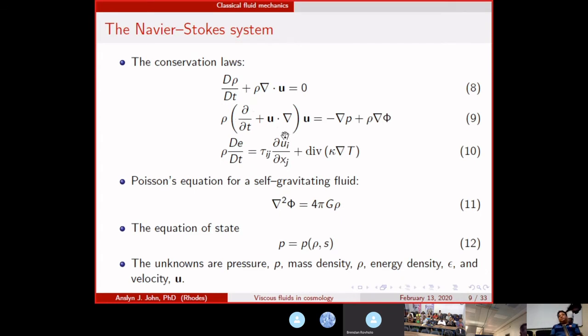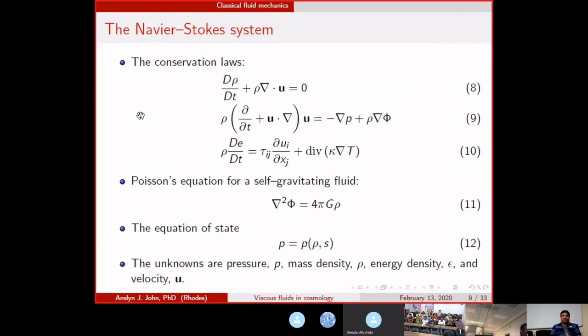Okay, so just to summarize what has happened, what I'm going to call the Navier-Stokes system consists of the following three conservation laws: conservation of mass, momentum, and energy. If the fluid is self-gravitating, that gravitational potential phi is determined by the mass density of the fluid, and so the system is completed by Poisson's equation, as well as the equation of state. So in a typical fluid mechanics problem, the unknowns that you're interested in solving for are the pressure, the mass density, the energy density, and the velocity.